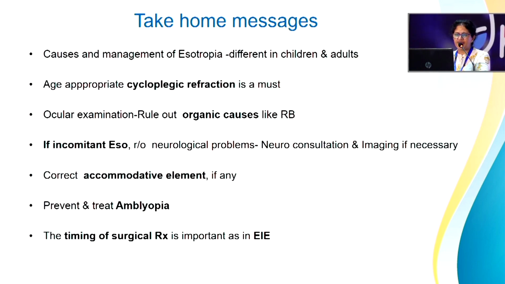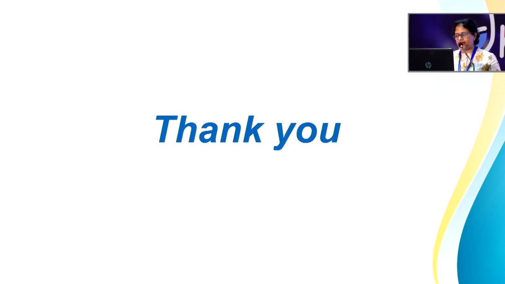So the take-home message is that the causes and management of esotropia are different in children and adults. Age-appropriate cycloplegic refraction is a must. Ocular examination should be done to rule out organic causes, especially retinoblastoma. And in case of concomitant esotropia, rule out neurological problems. Correct the accommodative element if there is any, and prevent and treat amblyopia. The timing of the surgery is important, especially in essential infantile esotropia. Thank you.